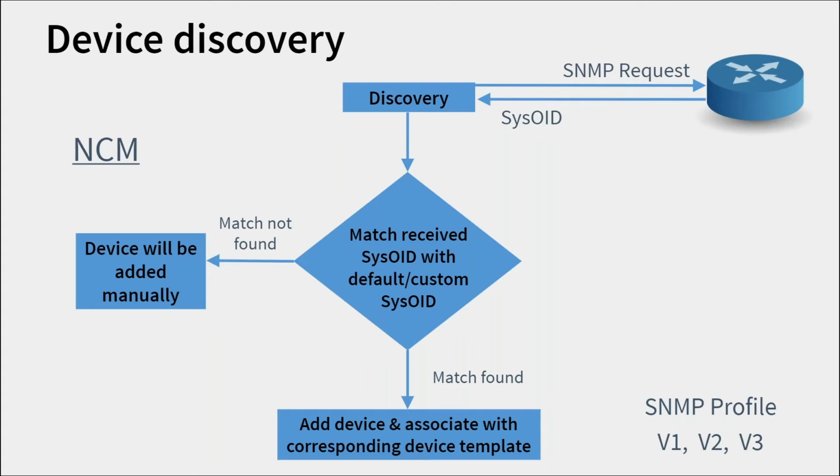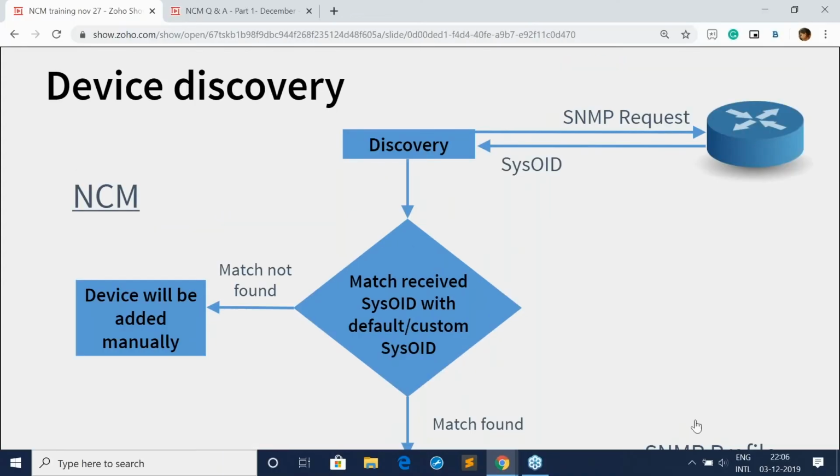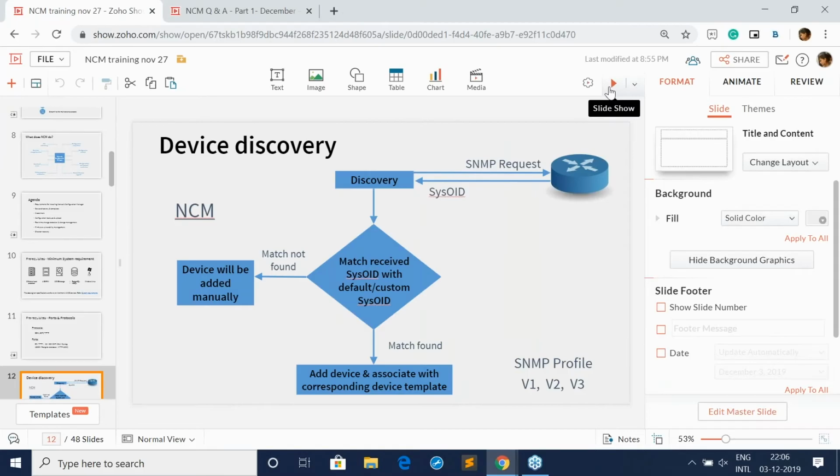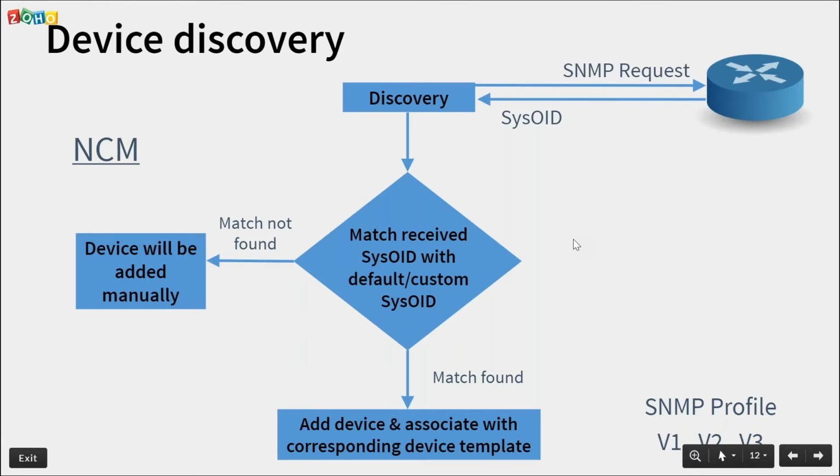Network Configuration Manager uses SNMP profiles v1, v2, and v3. So there is a discovery engine in NCM which will send SNMP requests to all the nearby devices. On receiving the SNMP request, the device will send a sysObjectID. This sysObjectID will be received by the discovery engine, and NCM will try to match this received sysObjectID with that of the default sysObjectID. And if a match is found, the device will be added and associated. If a match is not found, then you will have to add the device manually.